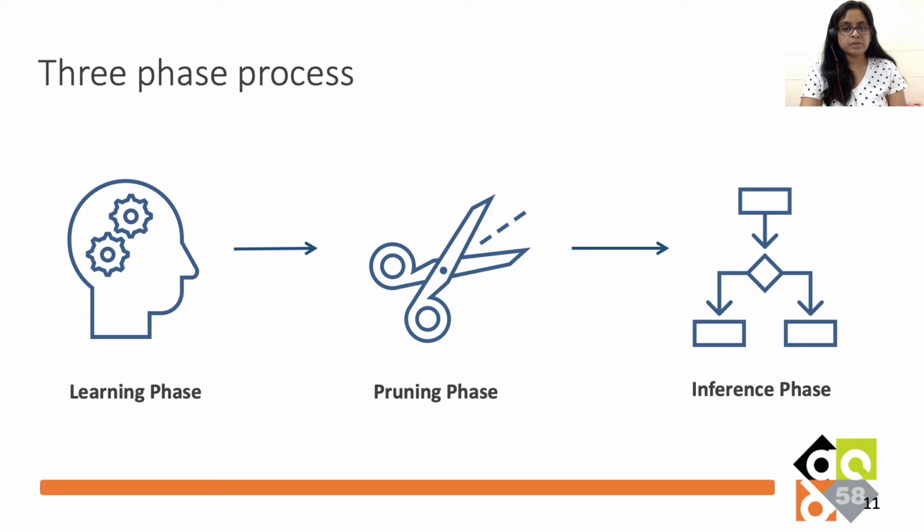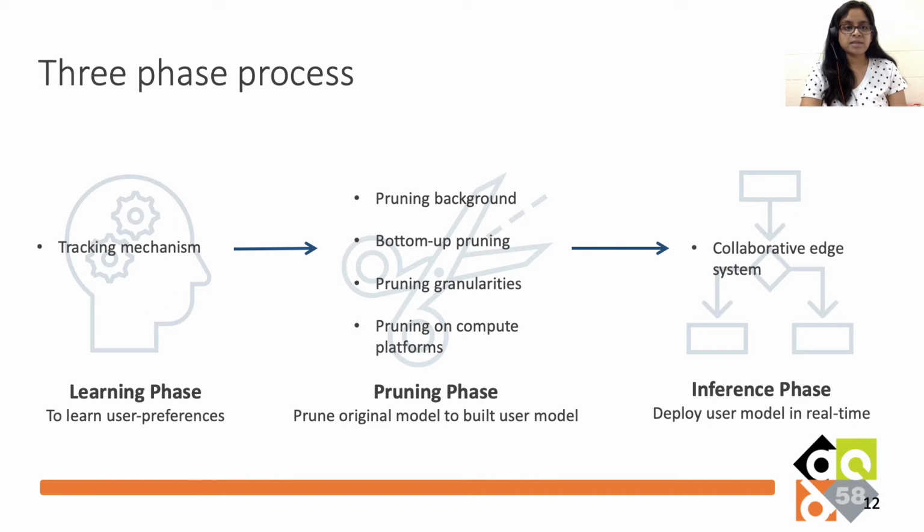We have a three-phase process to build a user-specific model. The first phase is the learning phase, and as the name suggests, we learn user preferences. Second is the pruning phase, where we prune the original model to build the user model. And finally, there is the inference phase, where we deploy the user model in real time.